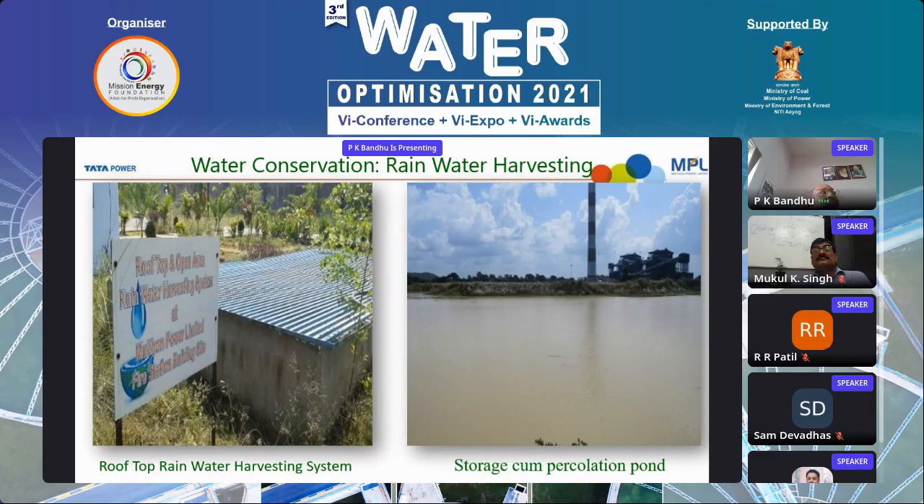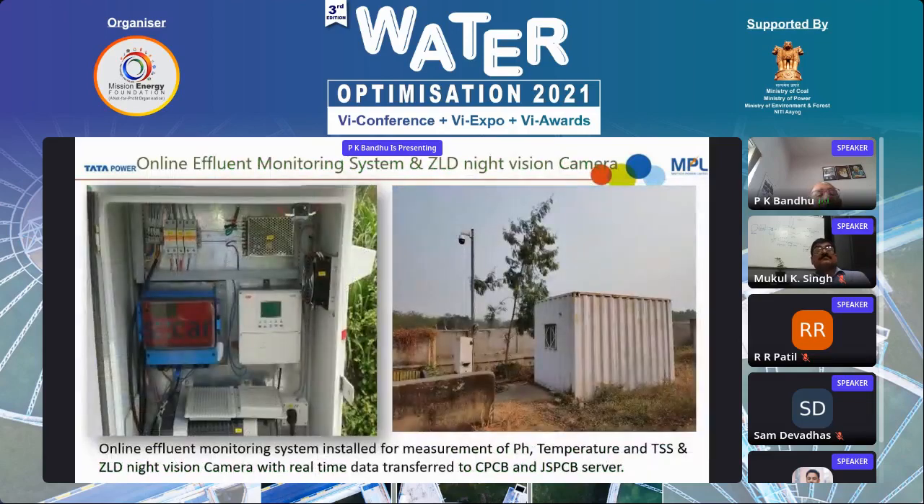We have implemented a rainwater harvesting system since the beginning of the plant, and we are capturing 100%. We also have another unique system: a night vision camera that shows the plant drain, providing zero liquid discharge evidence. It is connected to the CPCB and the Jharkhand Pollution Control Board also.